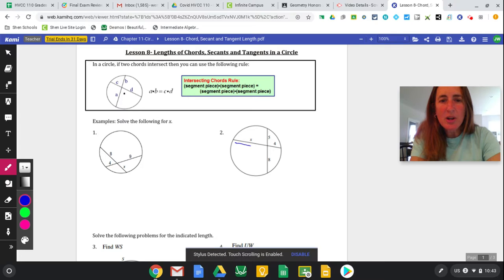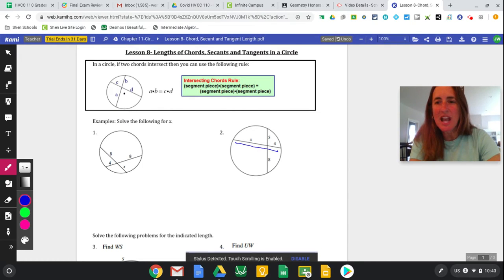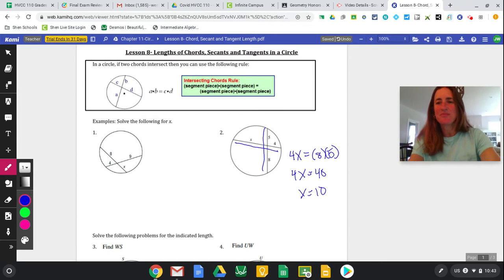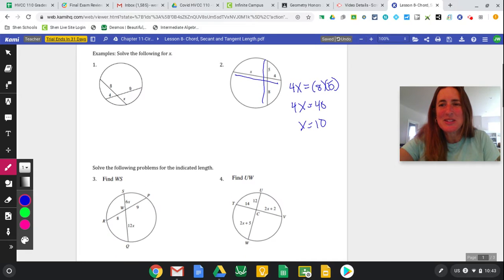We're going to stick on one chord, and we're going to multiply the two parts together. So there's an x and a 4, so that's going to be 4x. Now we're going to go to the other chord and multiply those two parts together. So 8 times 5, in other words, that's going to be 40. So 4x equals 40, or part times part equals part times part. Super fun. Let's try some more spicy examples.